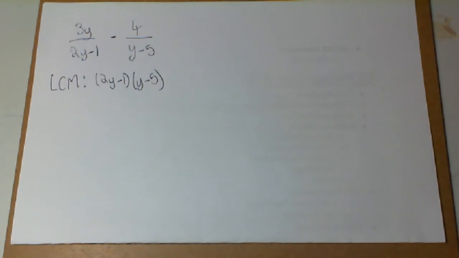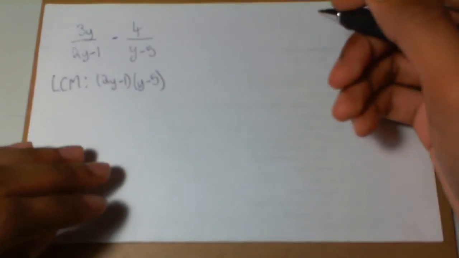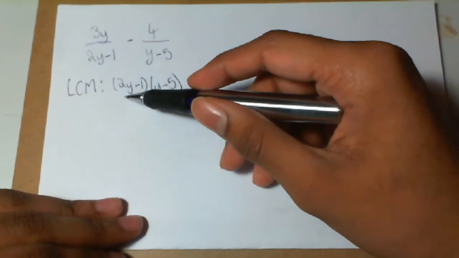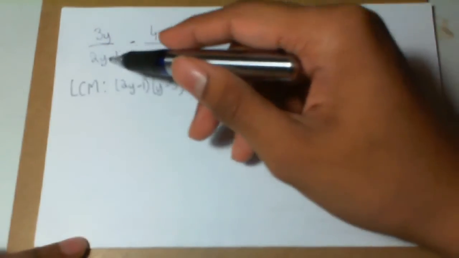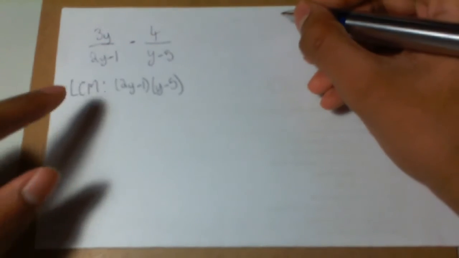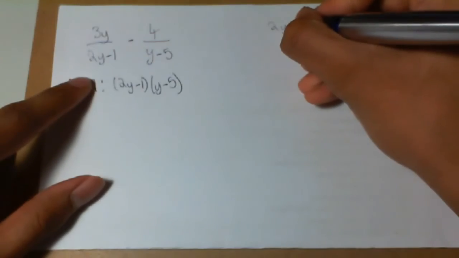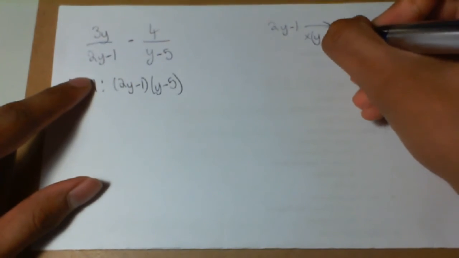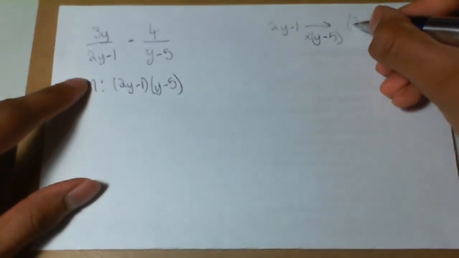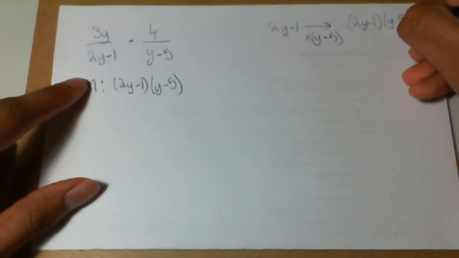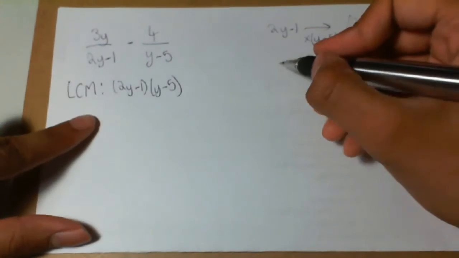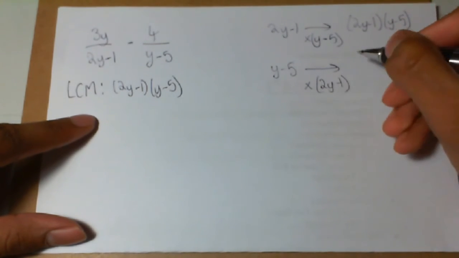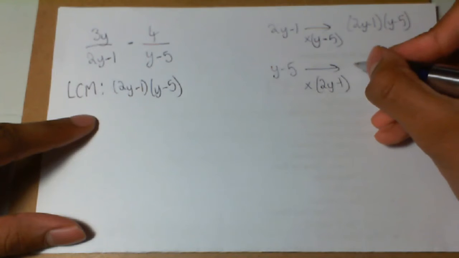So from here, we go on with what we did before. We're going to have to get this denominator for both of these expressions. So in order to do that for this one, all we'd have to do is multiply it by y minus 5, right? To get 2y minus 1 times y minus 5. And then what would we have to do for this one? It's the same thing. We'd have to multiply by 2y minus 1, because y minus 5 is already part of the denominator on this expression.